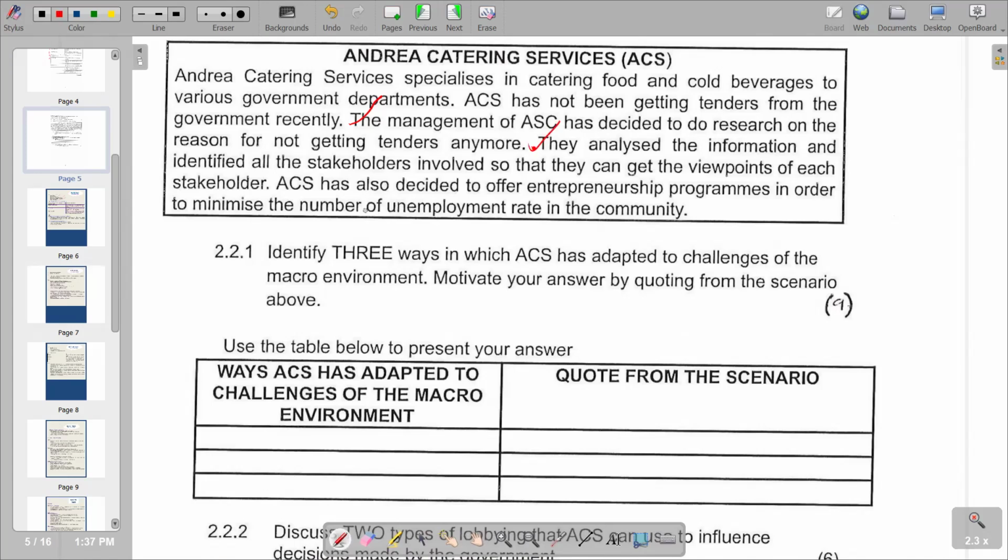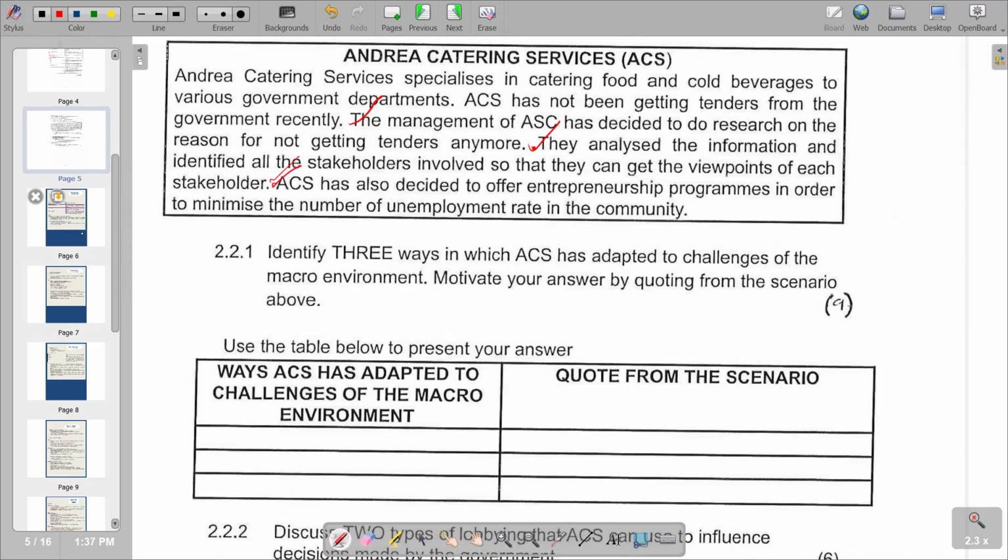Moving on to the next, we go to this sentence starting from here. ACS has also decided to offer entrepreneurship programs in order to minimize the unemployment rate in the community. So obviously there is employment creation taking place in the community. So ACS is actually assisting the community, which is part of social responsibility. So we have a social responsibility, and then you quote again this sentence.